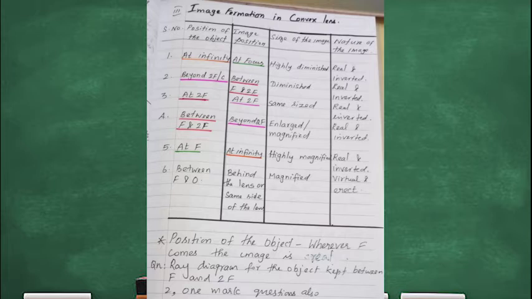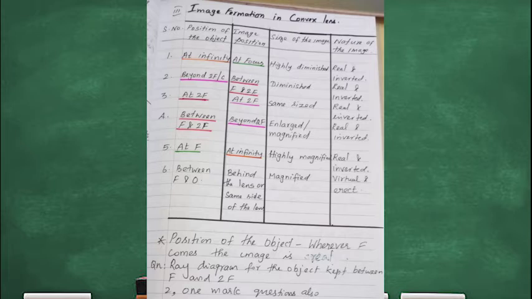Then highly diminished, real and inverted. Okay, now here I have underlined at infinity, at focus, because then again the image position may be changed into object position. Now you need not bygot the position of the object or image.